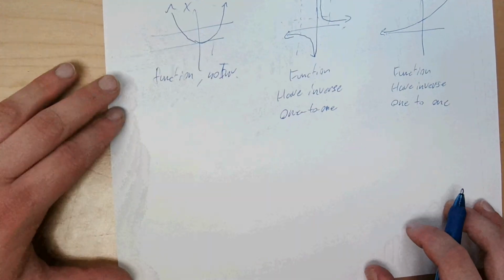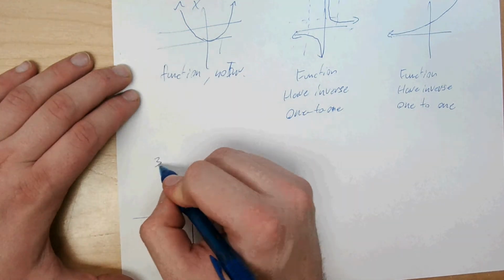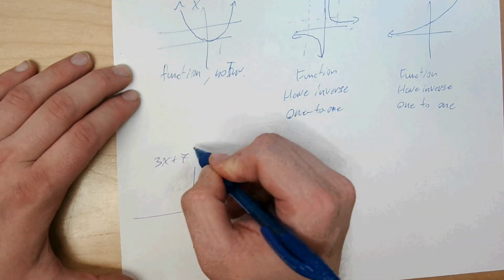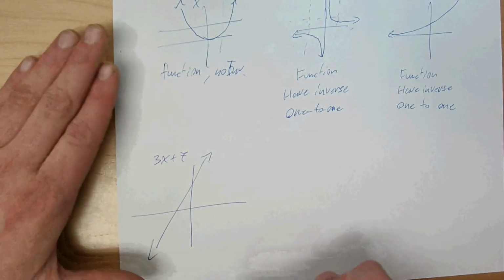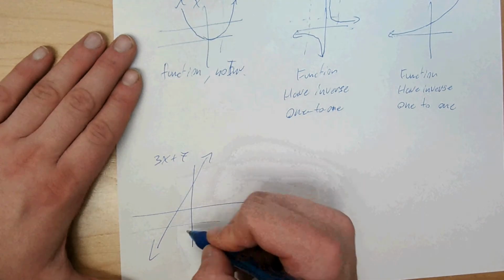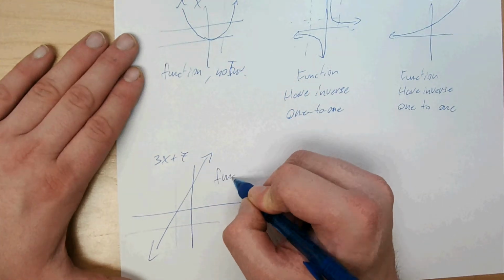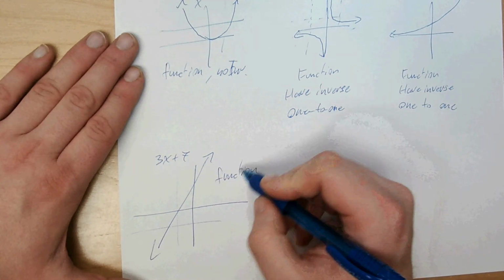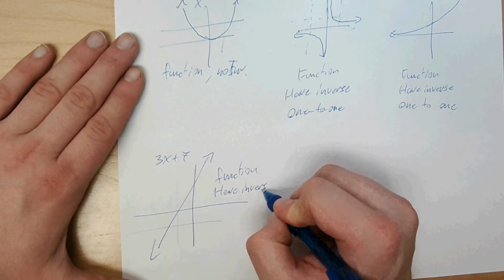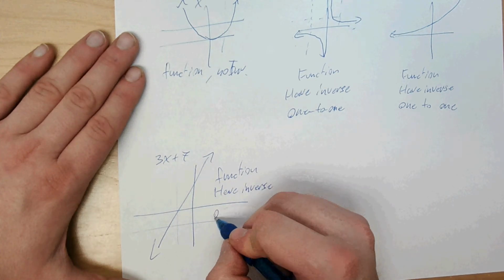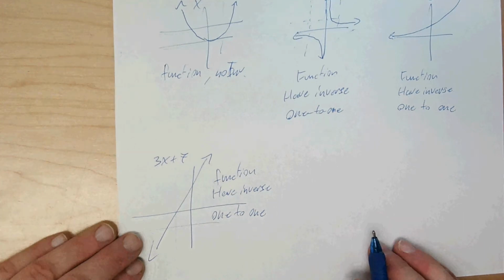Just to step back and look at a more basic function, if I had something like 3x plus 7, that looks something like this, probably steeper than how I drew it, but generally speaking a line. We can pass our vertical line test, and we can also pass the horizontal line test. So here we are a function, we have an inverse, and again we are one to one.